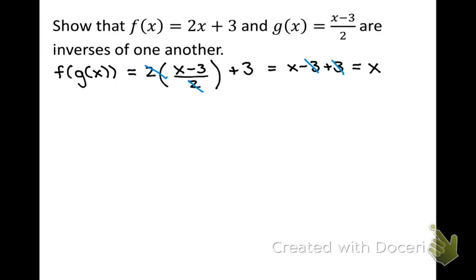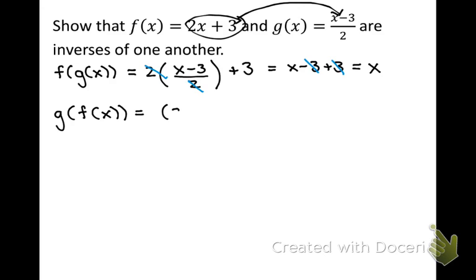We also have to show this in the other direction though. So it has to be true in both directions of composition. So now we need to show g(f(x)). Now I'm going to take f(x) and plug it into g(x). So I'm going to end up with (2x + 3 - 3)/2. Now, in this case, it's always smart to use parentheses when you plug in, but they're not doing anything here. So that 3 - 3, peace out. We now have 2x over 2.